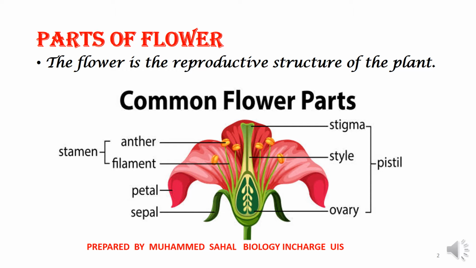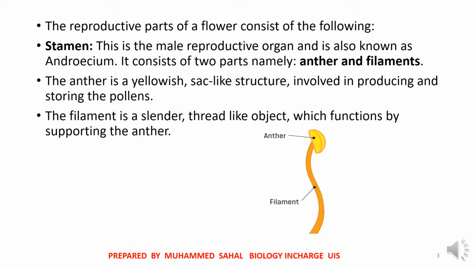First of all, we will look at the male reproductive organ, the stamen. It consists of two parts, anther and filament. Look at the diagram. The anther looks like a sac-like structure involved in producing and storing the pollen. You can see a long, slender, thread-like structure, that is the filament. Its main function is to support the anther.